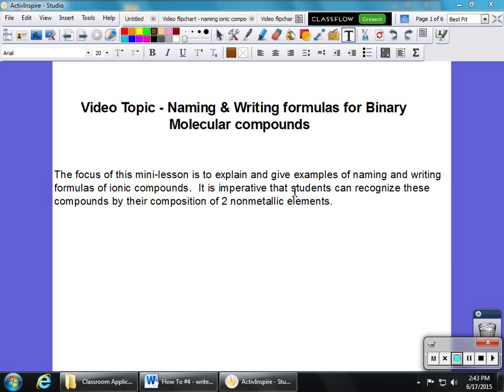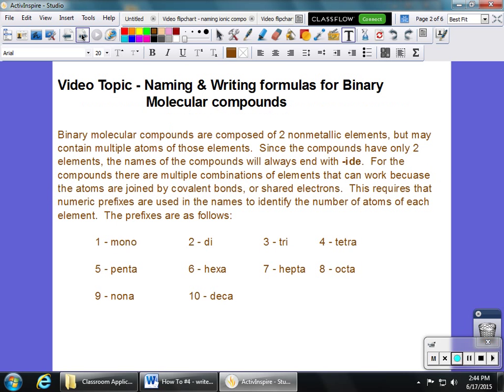And the mini lesson today is on naming and writing formulas for binary molecular compounds. These are the compounds that are composed of two non-metallic elements. And so we have to make sure that we can recognize those as we look at their formulas themselves, first by what the element symbols are, or going through their names and looking at some with numeric prefixes. So what I want to do is go through each of those with you quickly.